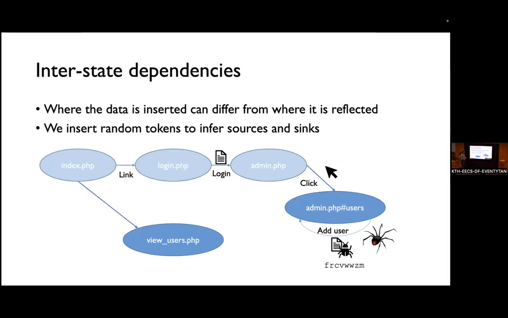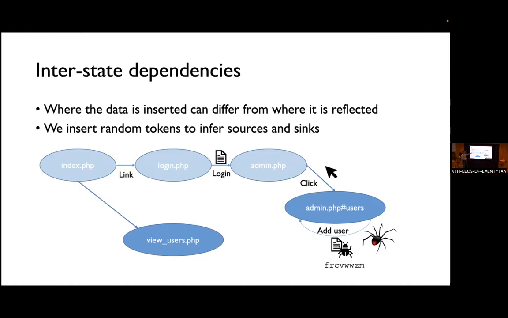And now, finally, for data dependencies, the idea is that because we're in a black box setting, one way to do end-to-end taint tracking is to essentially plant a random token somewhere in the application and then look for this token as you continue browsing. This works very well because now we can capture interstate dependencies by planting the token once we're in the add users part.